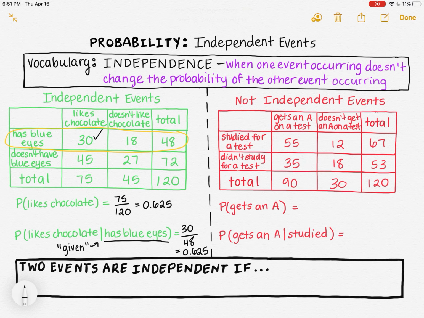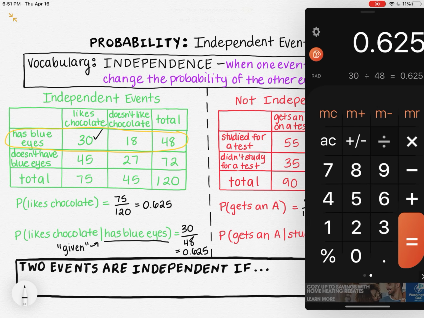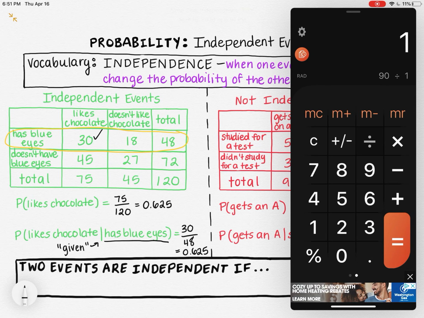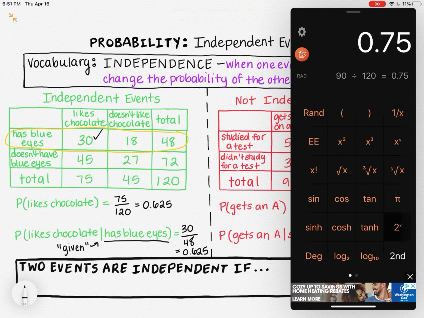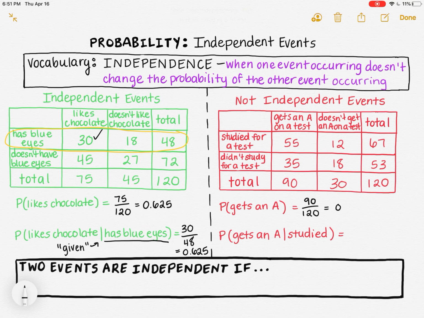So the first question asks the probability that somebody gets an A on the test. So since I'm looking at anybody in the table, my denominator is the total in the table, which is 120. And then I need to know out of those 120, how many got an A. So I go to the gets an A on a test, down to the total, which is 90 out of 120. And that is the same as the decimal 0.75.